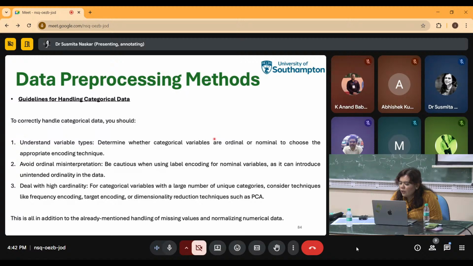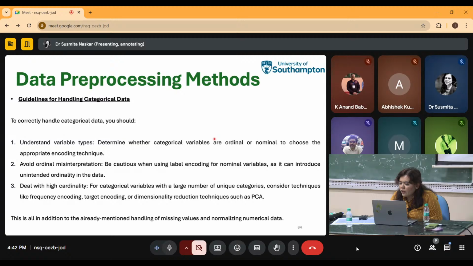In these cases, you consider techniques like frequency encoding or target encoding, and even dimensionality reduction methods can be used. So you have to understand what categorical variables you have, and according to that, you choose the method. Basically these guidelines go hand in hand with everything we have covered in the previous slides, from handling missing values to normalizing the numeric data, right?